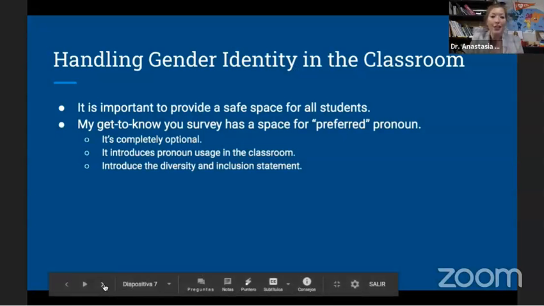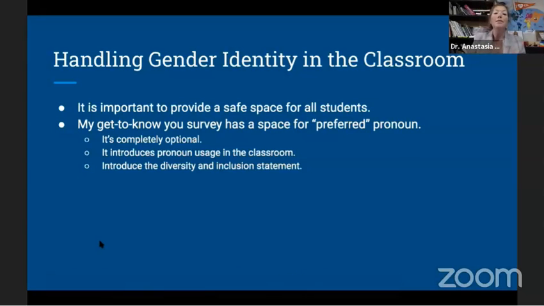And so the way I handle this gender identification is that I have a get to know you survey, and it has a space for a preferred pronoun, or rather just pronoun. It's completely optional. Students do not have to identify. It introduces pronoun usage in the classroom. And I also introduce the diversity and inclusion statement regarding why I'm doing this.